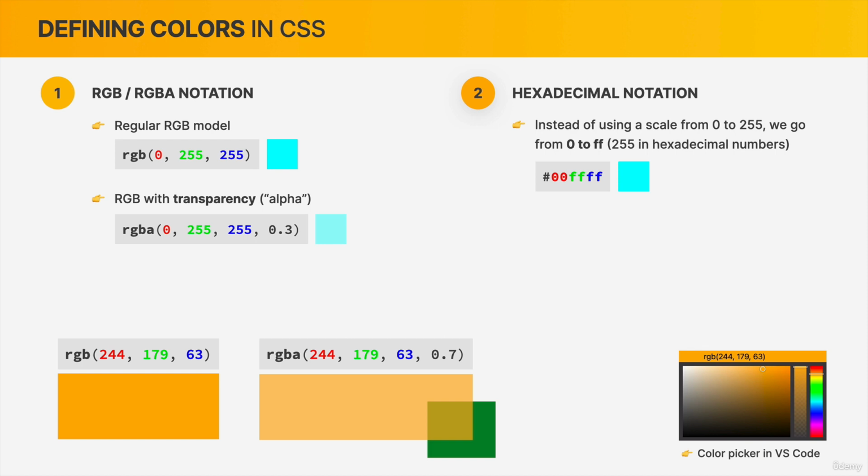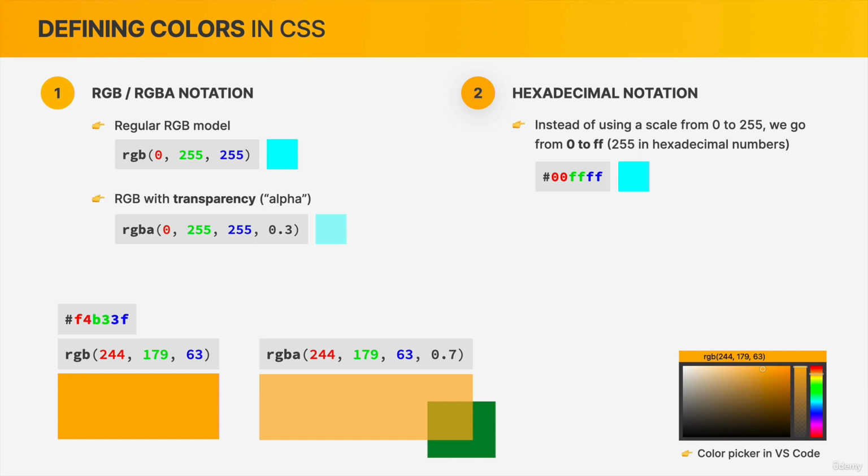And so that's why FF here means 255. Now translating that to CSS, we write hexadecimal notation like this, with the hash, then the value for red, green, and blue, just as I have it here on the screen. And so this then gives us, of course, the exact same number as with the RGB notation.